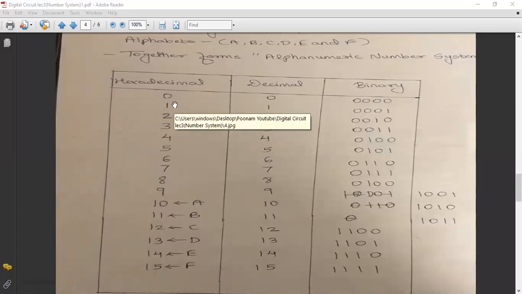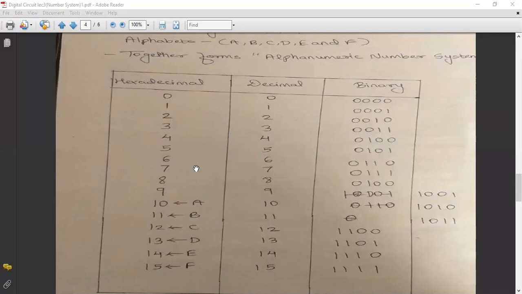So let us shortly go through it. So hexadecimal number 0 is represented in decimal form as 0 and in binary form as 4 times 0. 1 is represented as 1 and in binary form 0001. 2 is represented in decimal form as 2 and in binary form as 0010. 3 is represented in decimal form as 3 and in binary form 0011. 4, here again 4, 0100.